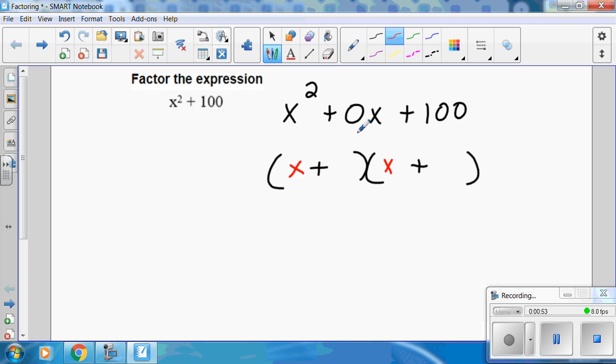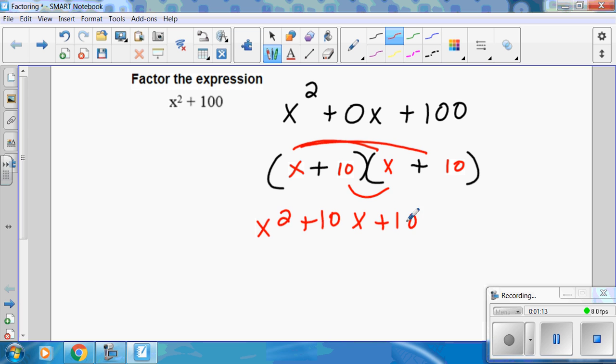So two numbers that add up to 0 and multiply to give you 100, that would just be 0 and 0. That adds up to 0, but that doesn't work here. Even if you did 10 and 10, 10 times 10 is 100. Let's take x times x, that's x squared. x times 10 is 10x. 10 times x is 10x. 10 times 10 is 100.